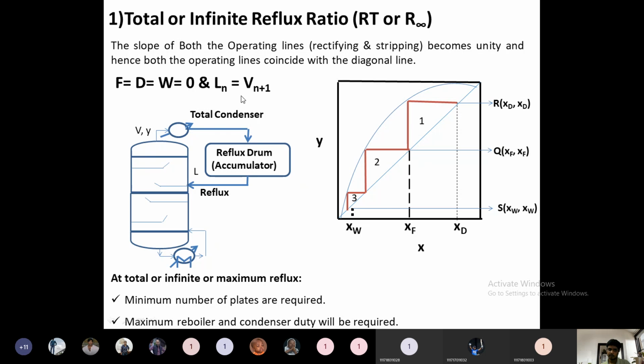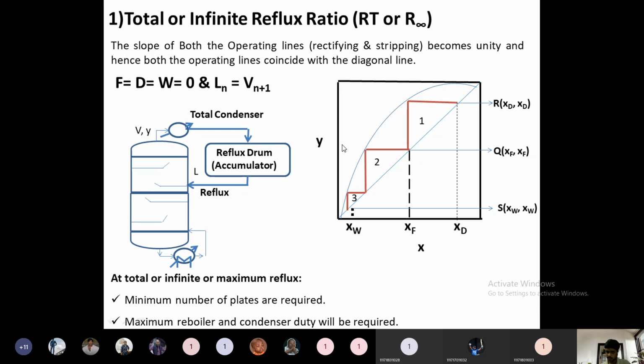Whatever vapor is coming will be converted into liquid, and whatever liquid is coming will be converted to vapor. So Ln is equal to Vn plus 1. Everything will be the same, vapor is equal to liquid. We operate this column in such a fashion so that we can find out the minimum number of plates required in the column. During experimentation, we will perform this one.